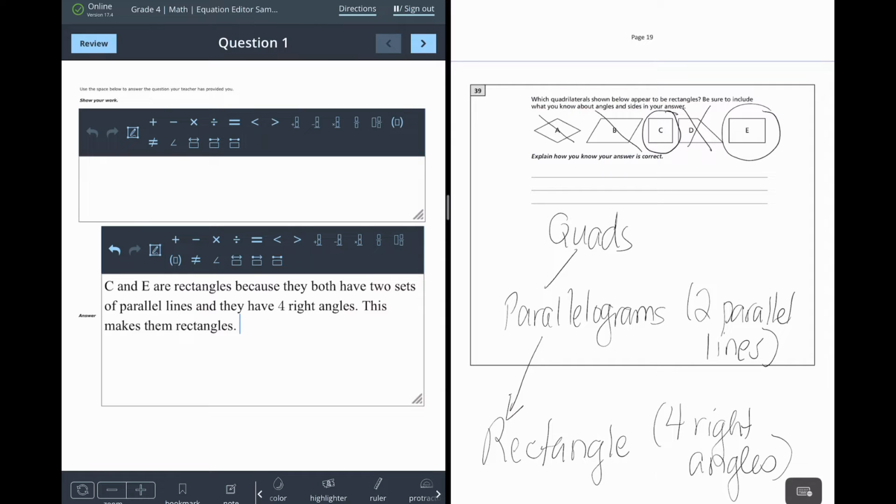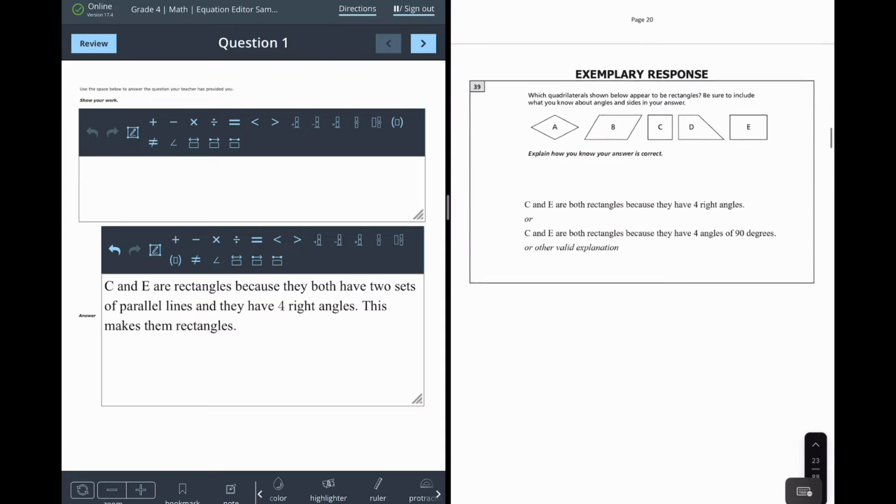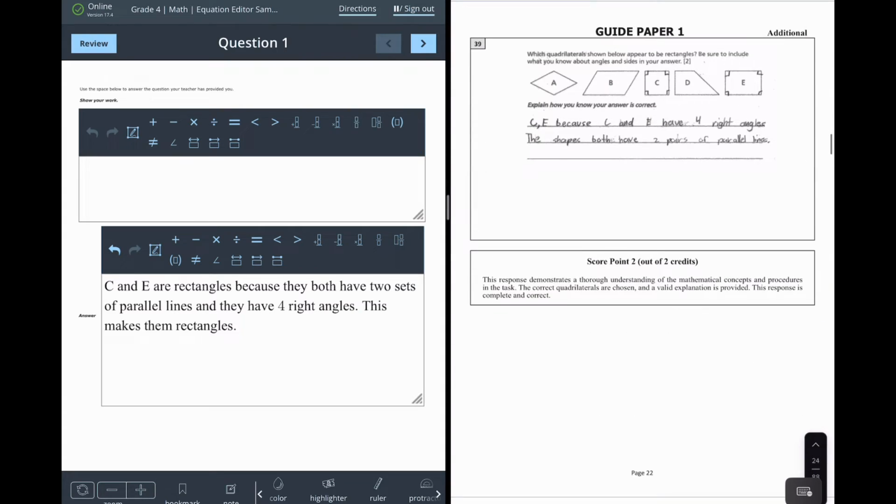So this one, it's whatever you're writing on your paper to help with your reasoning, that's fine, but you have to make sure you are typing a complete response. Now, I also want to show you just some kid work so you can take a minute to see. Like this kid, he would just type that answer, C and E, because C and E have 4 right angles and they have 2 pairs of parallel lines, and you can see he has full credit. He gets 2 out of 2.